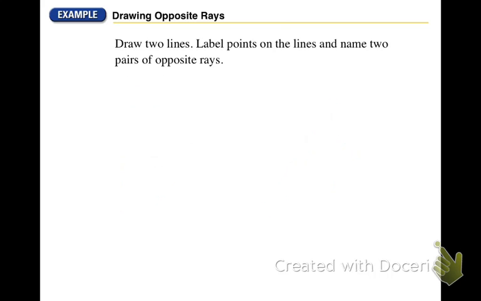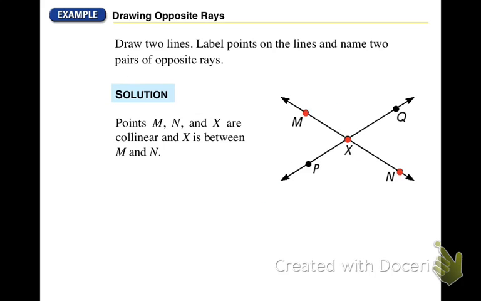Next example, draw two lines, label points on the lines, and name two pairs of opposite rays. So here's one example of how to do that. Points M, N, and X are collinear. They all fall in the same line. X is between M and N, so that's going to give us an endpoint, X, and the direction towards M is one ray, the direction towards N is an opposite ray.